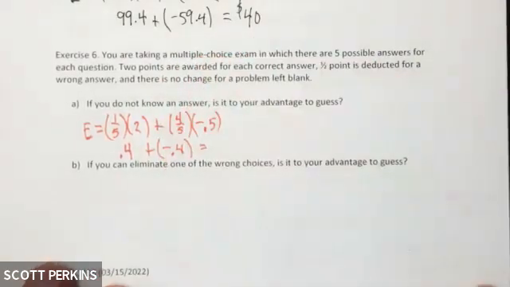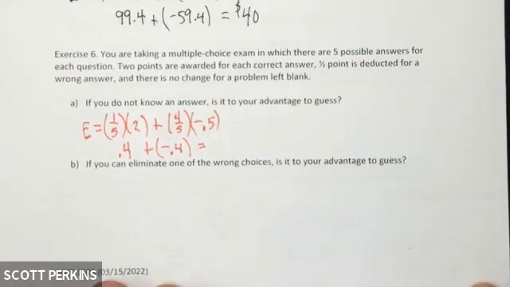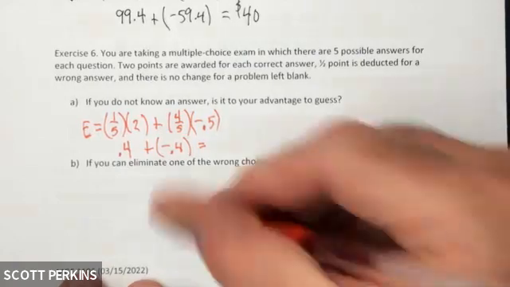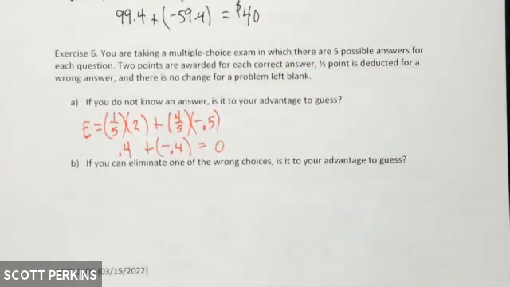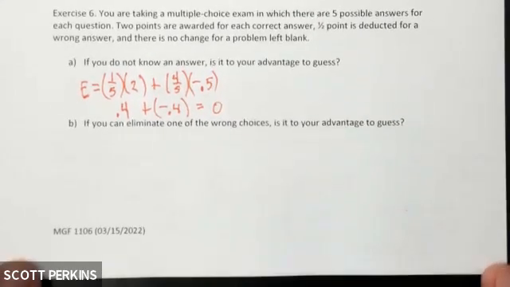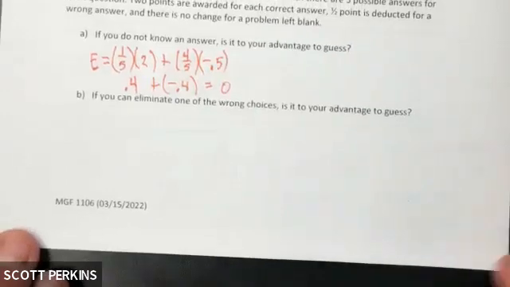So that means if you went along happily guessing, if you Christmas treed that test under those conditions, you're going to end up with a 0, because sometimes you're going to get it right and get those 2 points, but most of the time you're going to get it wrong and you're losing that half point. So guessing has no advantage for you. It has no disadvantage, okay? No net result.